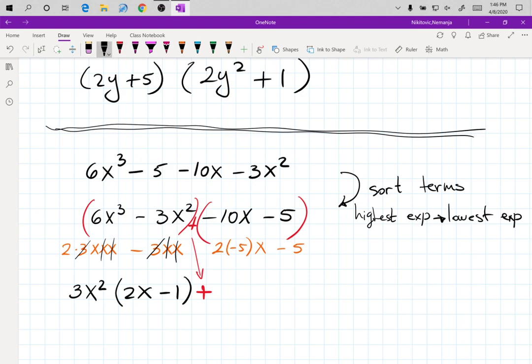And on the other one, what is common? Well, negative 5 is common. And what's left is 2x. And we have minus. Did I copy this right? Because once I take minus 5 out, it stays as plus 1. So it can't factor.